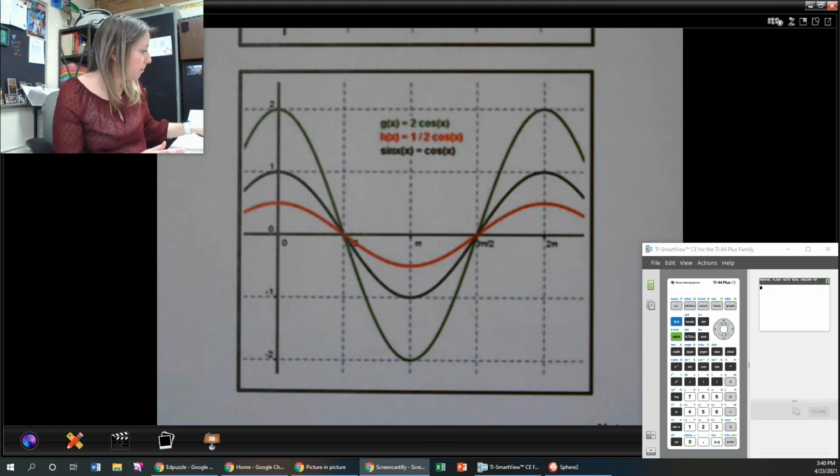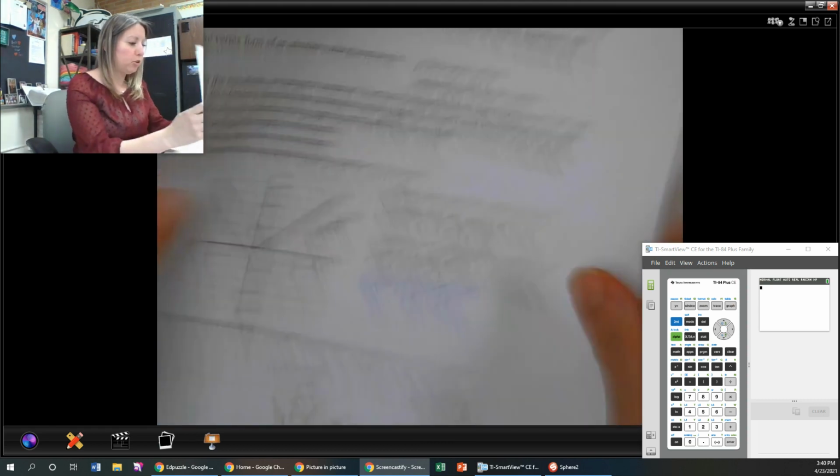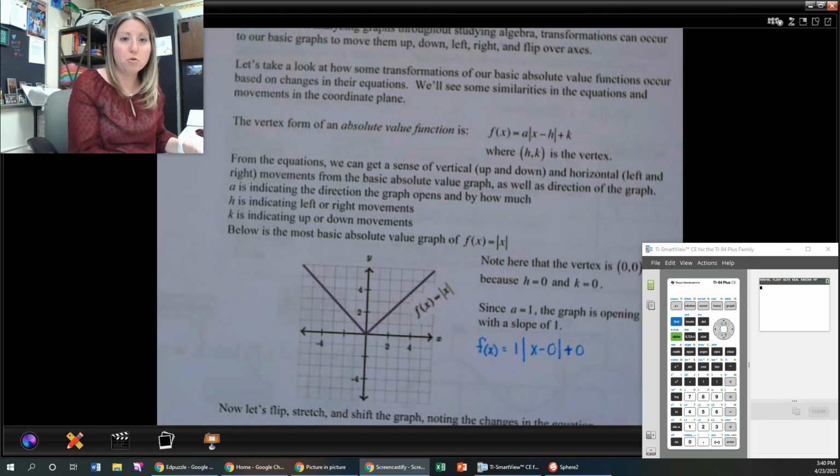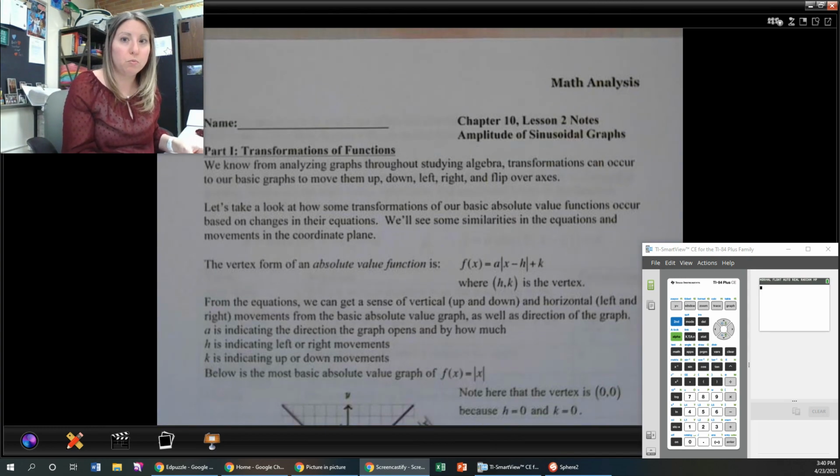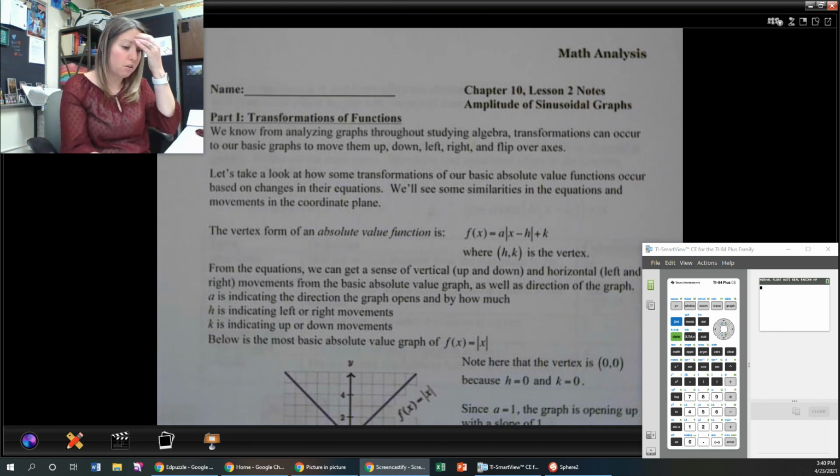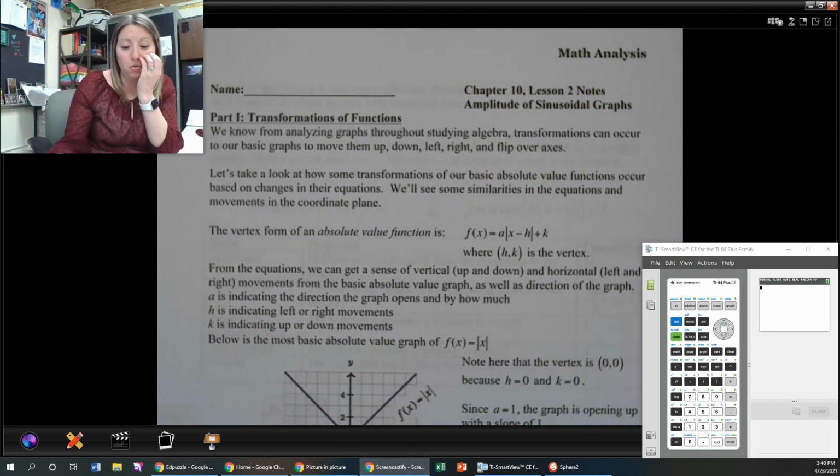Okay? All right, so let's start with amplitude. We'll move around with amplitude and we'll state the equations of some of our functions with amplitude. And again, this has been your Chapter 10 Lesson 2 notes on the amplitude of our sinusoidal graphs.